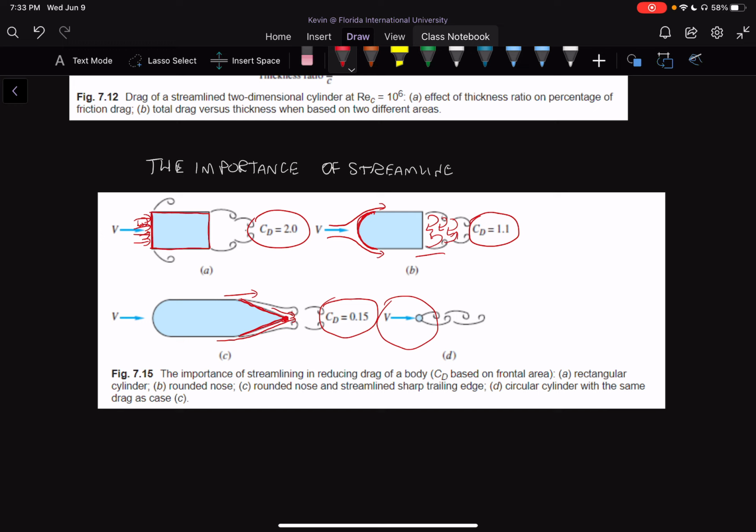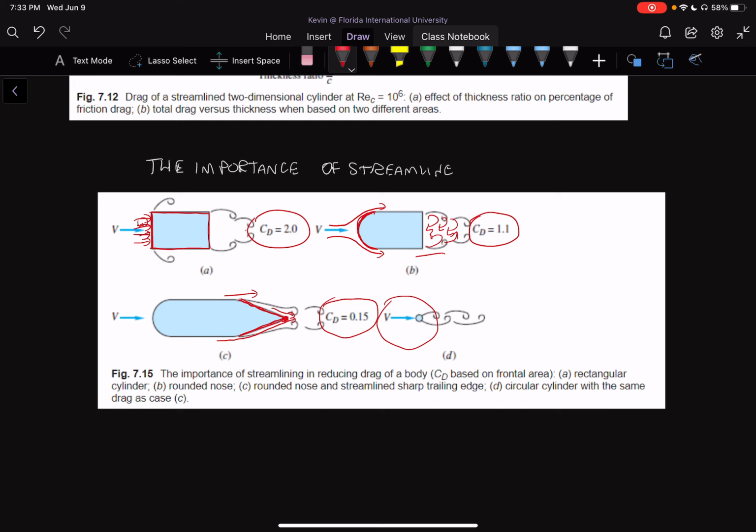Okay, so we can see that we have the same coefficient of drag for a big, big object as for something very, very small. Now, it's not the same drag, but it's the same coefficient of drag. Okay, so we have to remember that coefficient of drag is related to the area. So the coefficient of drag would be the same as a cylinder.